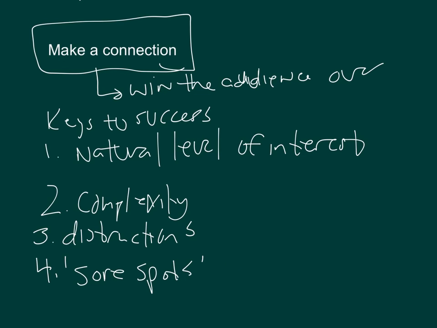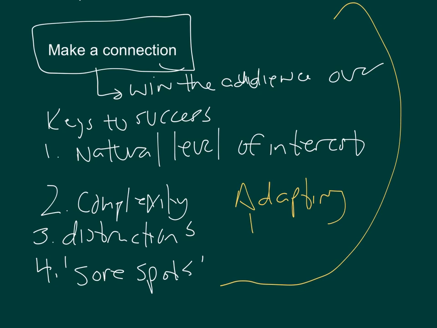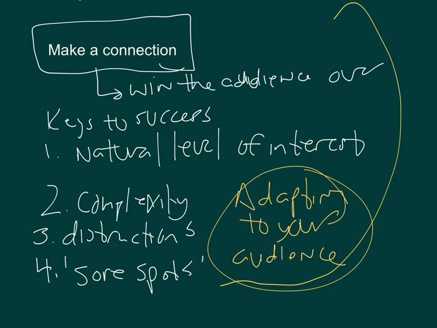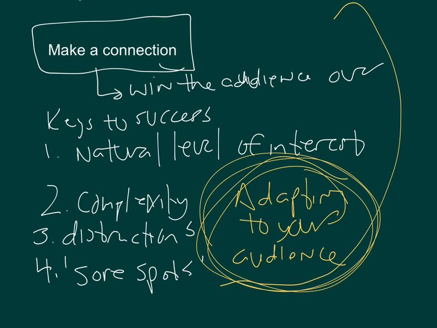So all of this is a basic lesson that you learn in high school speech and debate, and it's called adapting to your audience. All of the things that we do in terms of preventing the 4 different ways of losing the audience and making a connection by their natural level of interest, the complexity of the material, the possible distractions and sore spots, all of this is doing this key principle, adapting to your audience.